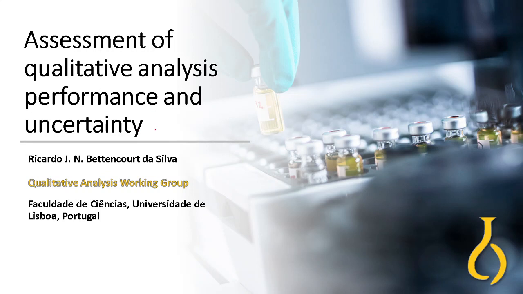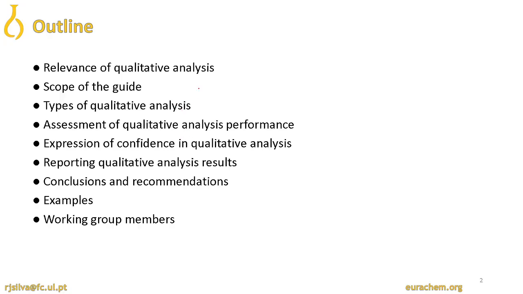I will briefly describe the aim and the content of the Eurachem draft guide on assessment of qualitative analysis, performance and uncertainty. I will start by discussing how relevant this type of analysis are, the scope of the guide, type of qualitative analysis, how to assess the performance of these methods, how to express the confidence in results, how to report that results, and I will close with some conclusions and recommendations presented in the guide, and I will list the examples from this guide and the working group members.